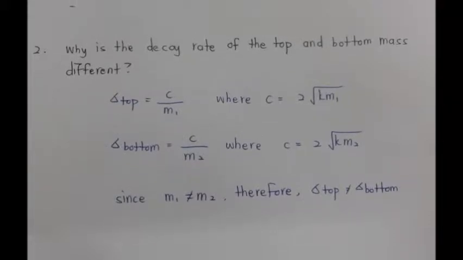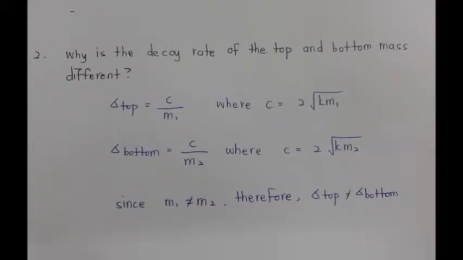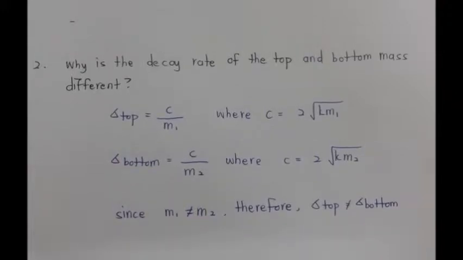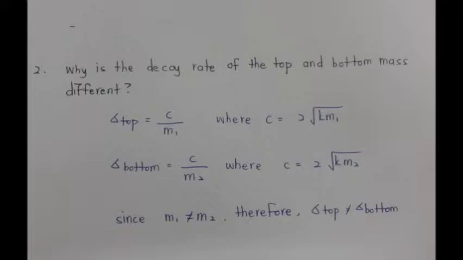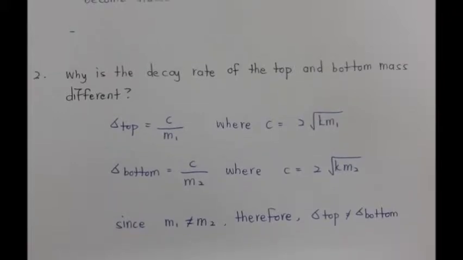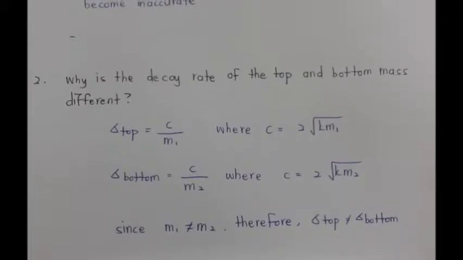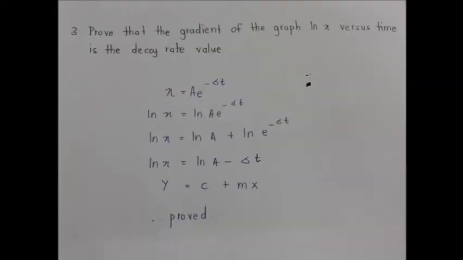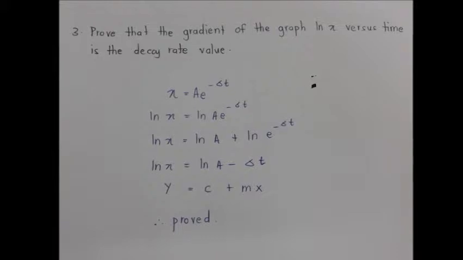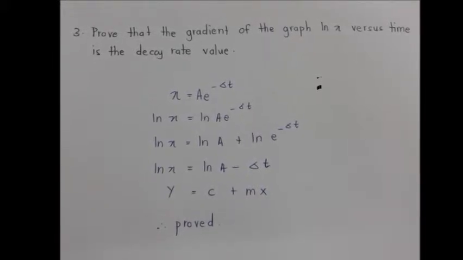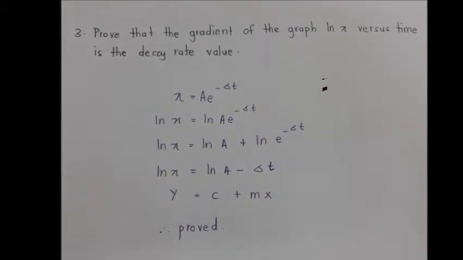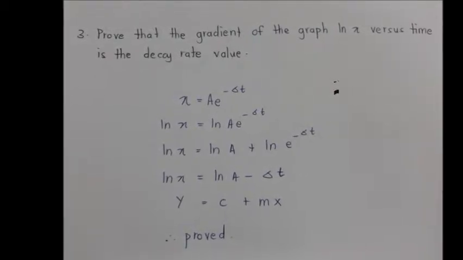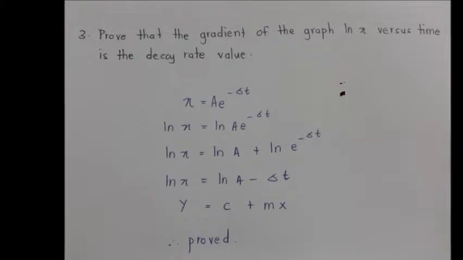The decay rate of the top and bottom mass are different because M1 is not equal to M2, and therefore decay rate top is not equal to decay rate bottom, since decay rate top is equal to C over M1 and decay rate bottom is equal to C over M2. Here is the calculation part to prove that the decay rate value is equal to the gradient of the graph ln x versus time.